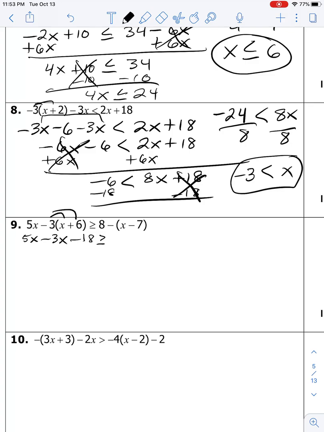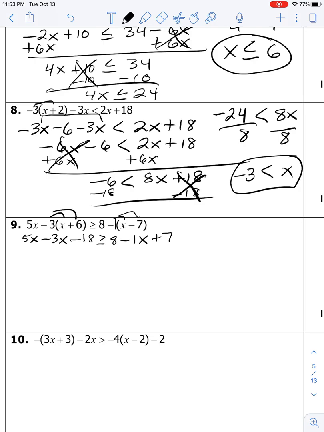Now on the other side, what is technically in front of that parenthesis with that negative sign? Yeah, you guessed it. That's technically a -1. So the 8 is just going to drop down. And we're going to distribute a -1. So -1 times x is -1x. -1 times -7 is +7.